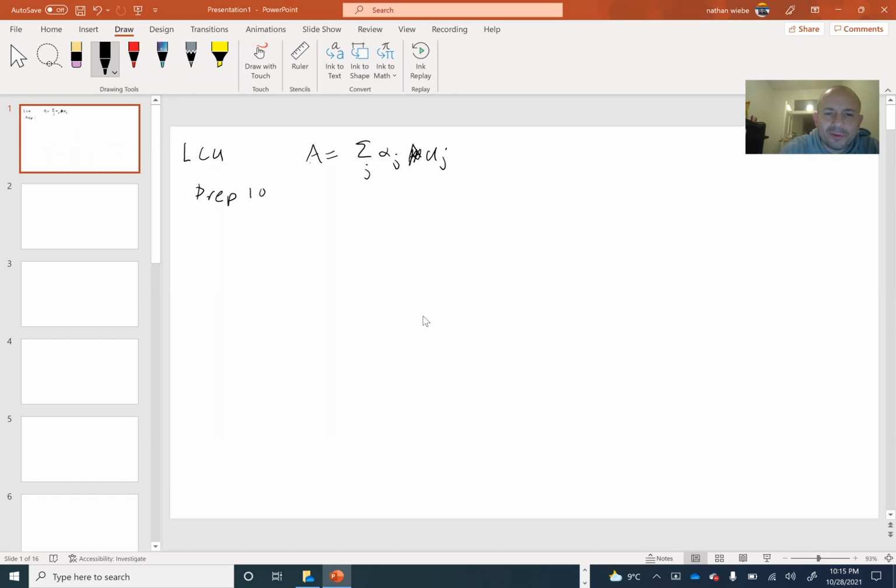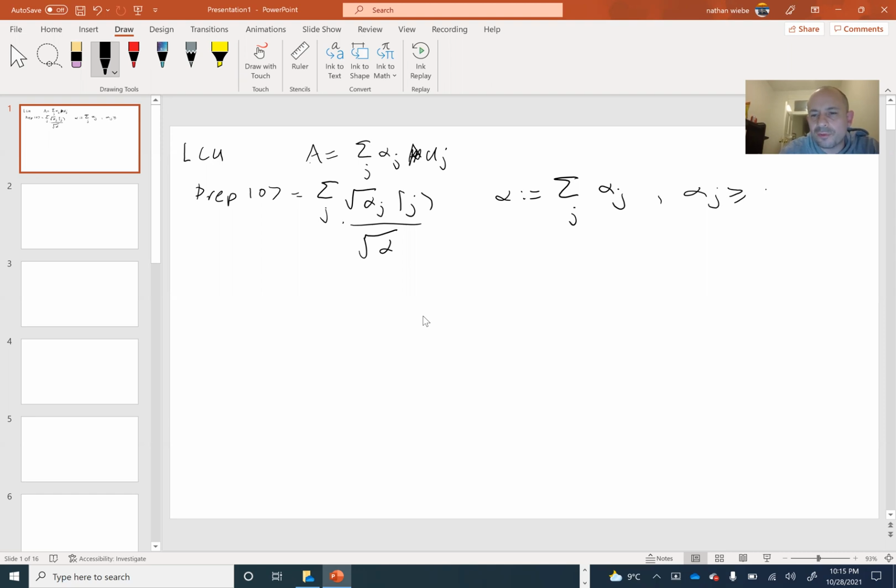Now, prep was defined to be an oracle that loads in all those alpha sub j's that we need to define the expansion of the matrix A. This is the sum over j of the square root of alpha sub j divided by the normalization constant square root alpha, where alpha is defined to be the sum over j of alpha sub j. Also, without loss of generality, we assumed that alpha sub j is greater than or equal to 0. So that's the first operation.